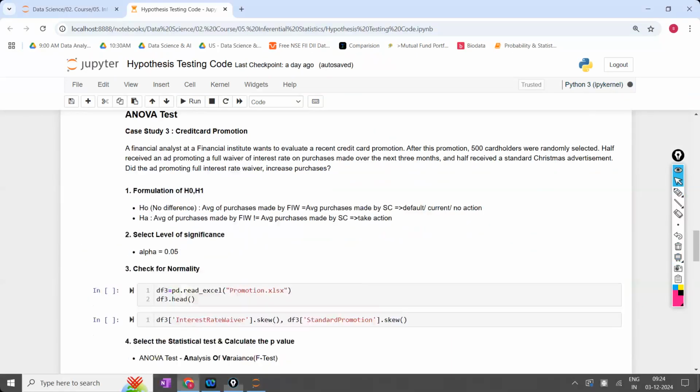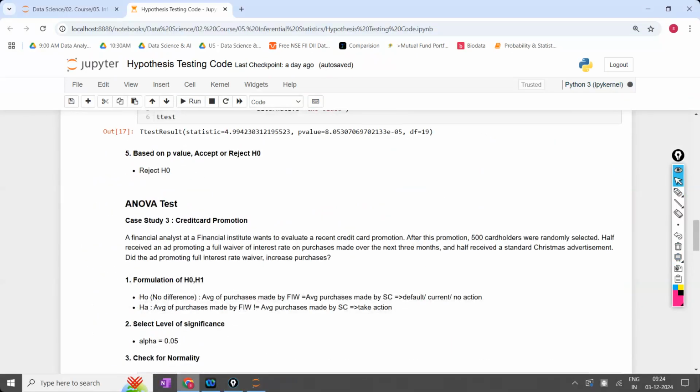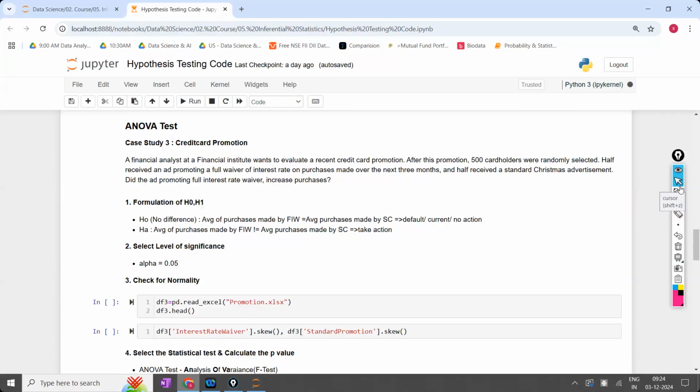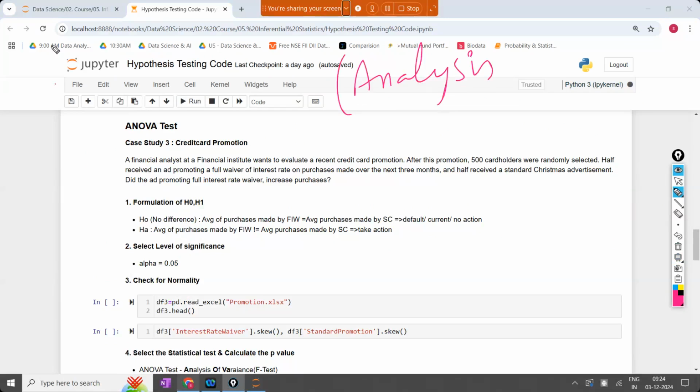Whenever you are having more than one sample, in that case, don't use the right side number. On the right side also, put the average of the first one, the average of the second one. This is for the ANOVA test. ANOVA means analysis of variance. The ANOVA test is also called the F test.